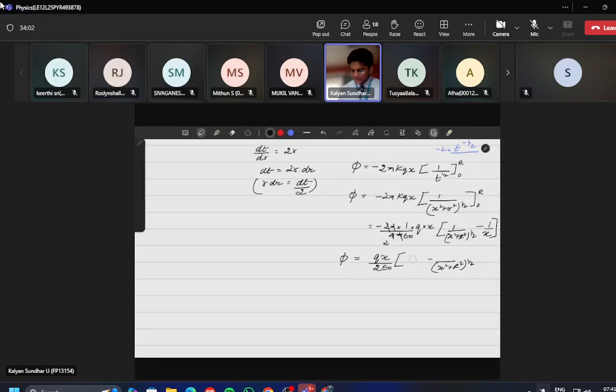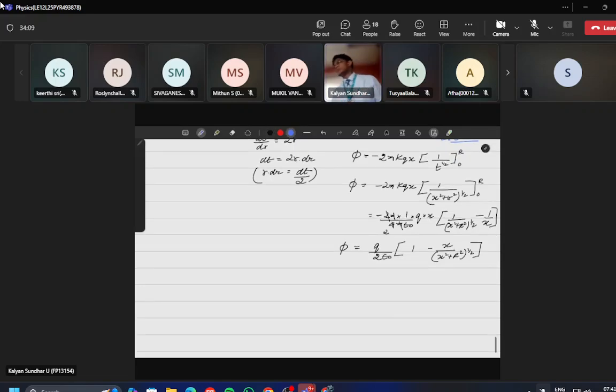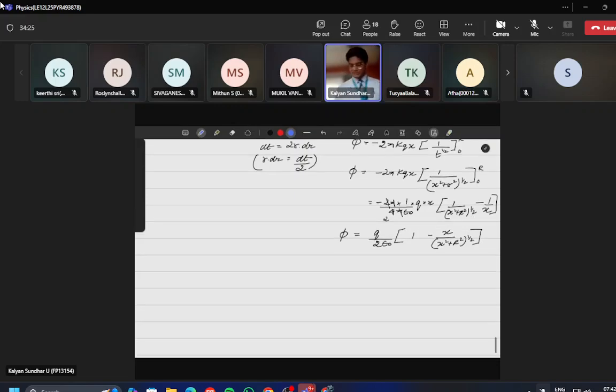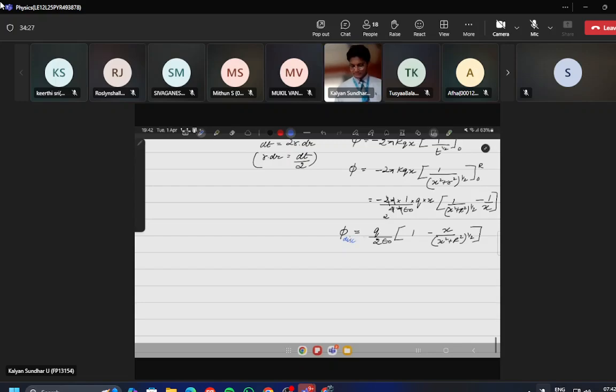Otherwise, if you take x inside, what happens? It becomes like this. Correct or not? Substitute x inside: x by 1 by x. Any questions? So taking x inside, x by x will become 1, and this will be x by x square plus r square whole power 1 by 2. This is the flux through the disk.